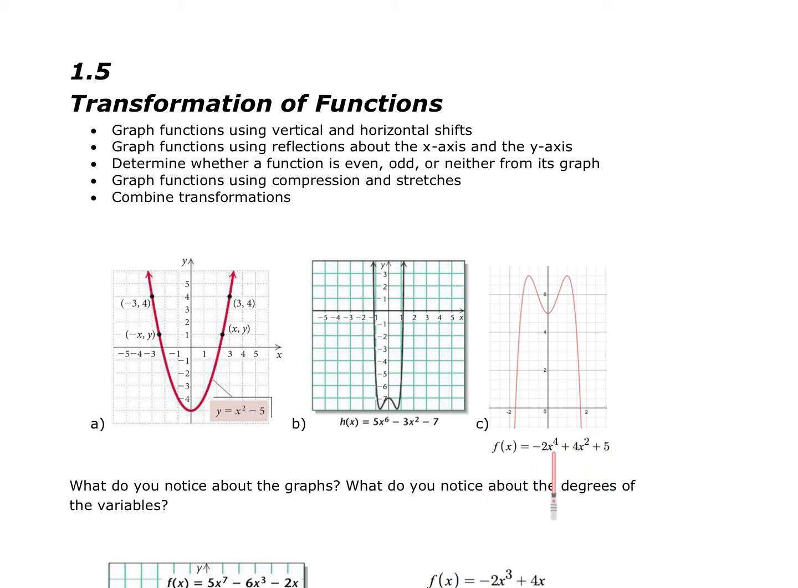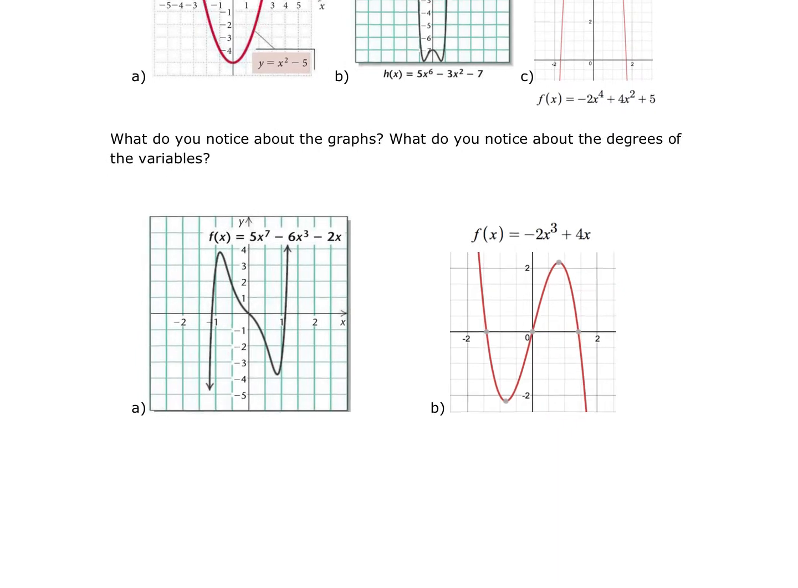So what do I notice? I notice that the degrees of the variables are all even, and I have a constant. And when that happens, I seem to have this symmetry with respect to the y-axis. Now let's take a look at our next example.